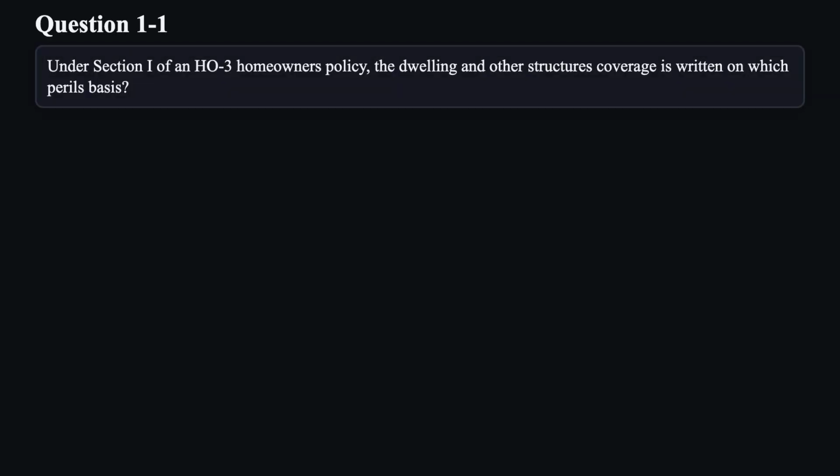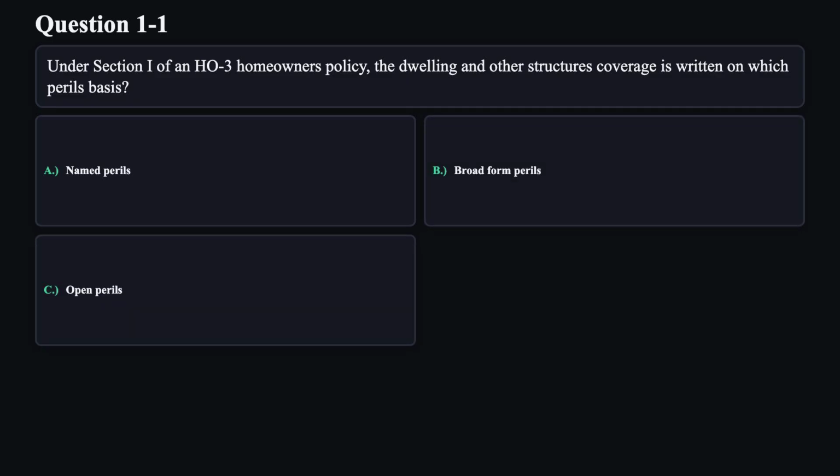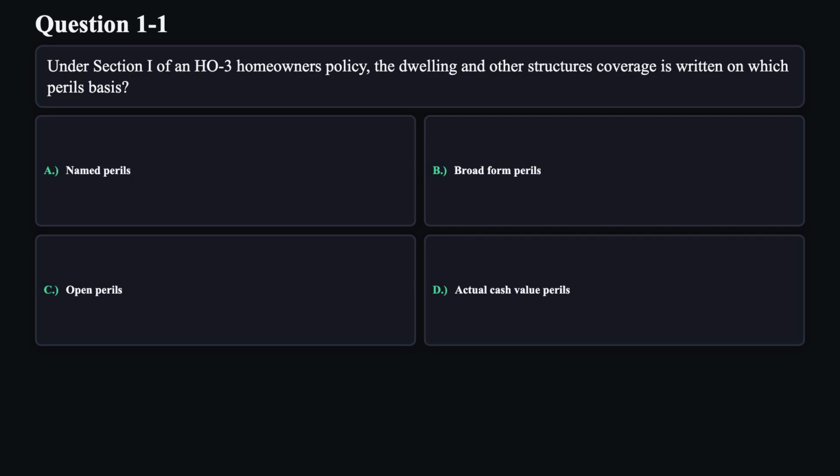Let's walk through the format. I'll read each question and its choices. Let's get started. Question 1. Under Section 1 of an HO3 homeowner's policy, the dwelling and other structures coverage is written on which perils basis? A. Named perils. B. Broad form perils. C. Open perils. D. Actual cash value perils.